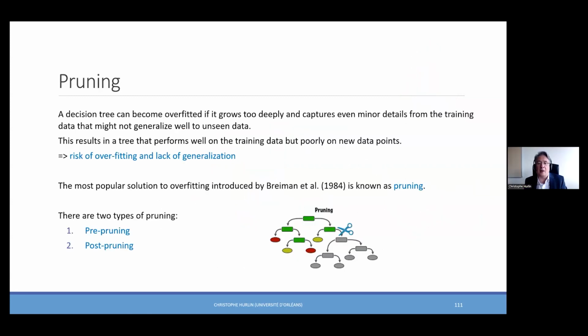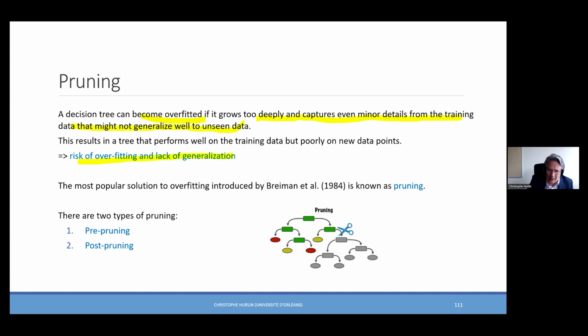Okay, so let me now consider the final point, which is pruning. The idea is to control for overfitting. We know that a decision tree can overfit if it grows too deeply and captures even minor details from the training data that might not arise when facing unseen data. This is exactly what we said before. There is a risk of overfitting and lack of generalization.